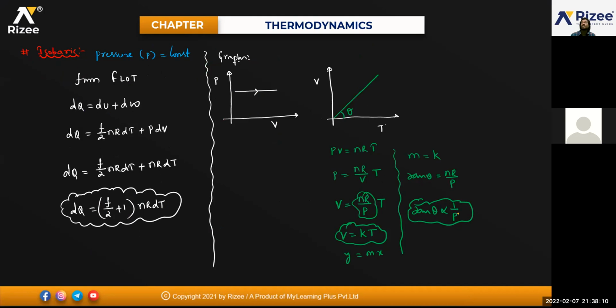Tan theta will be equal to how much? nR by P. Or else theta will be equal to tan inverse of nR divided by P. Clear, beta?